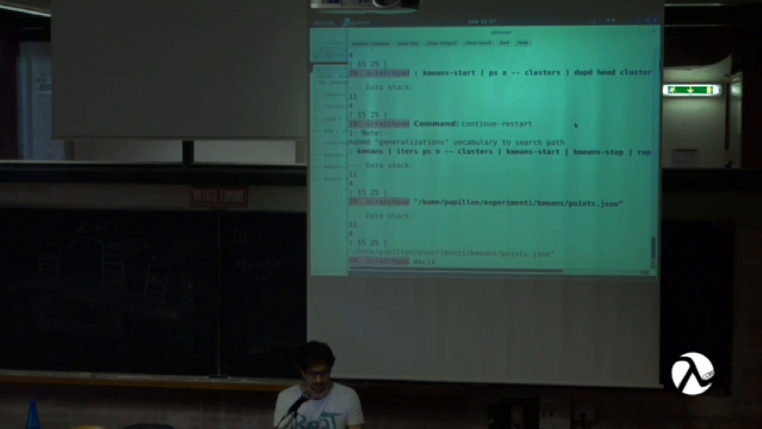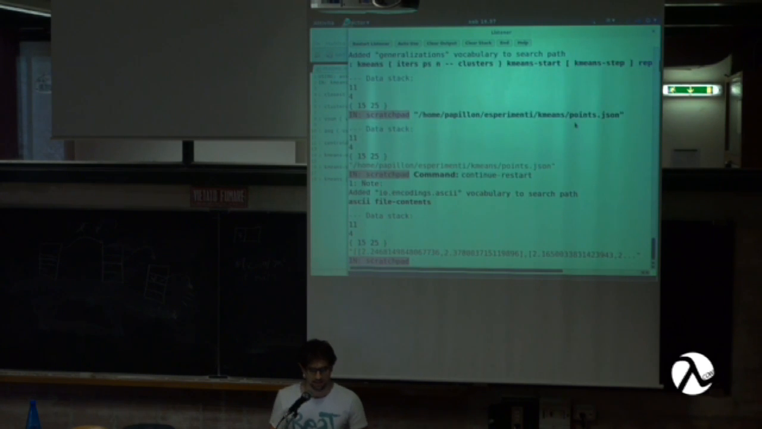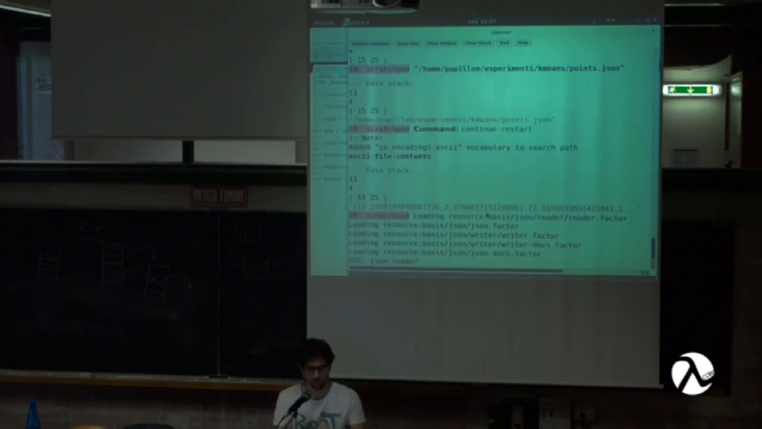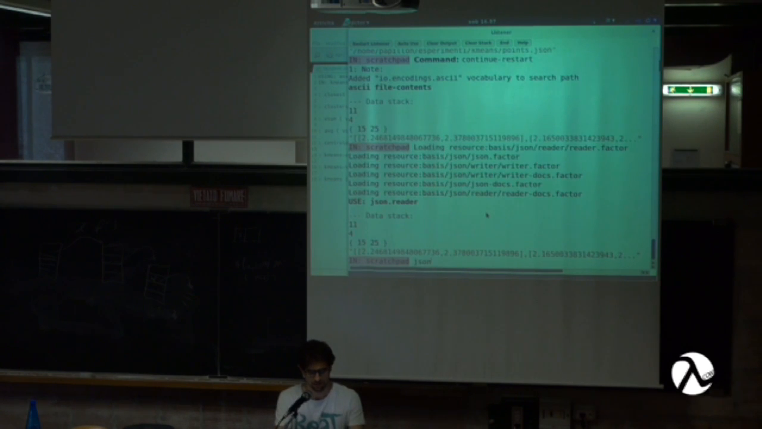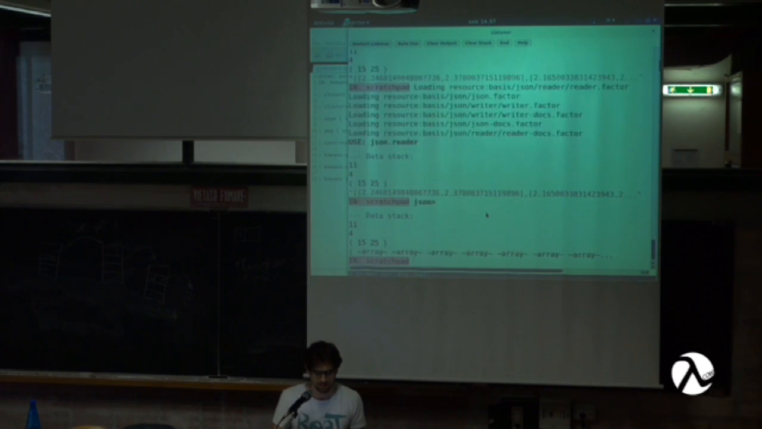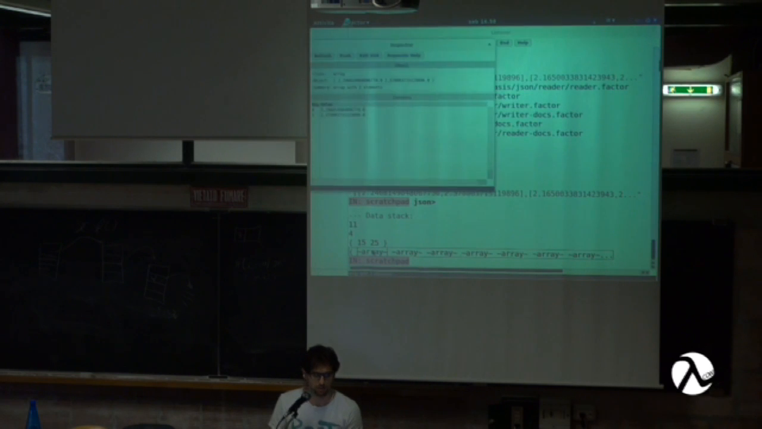I can read this file with file contents. This is just a JSON file containing 100,000 points. And I can parse them. I will use the JSON.reader module. So this function, JSON arrow, parses JSON and returns a data structure in Factor. So I have this big array with 100,000 elements. We can inspect them.